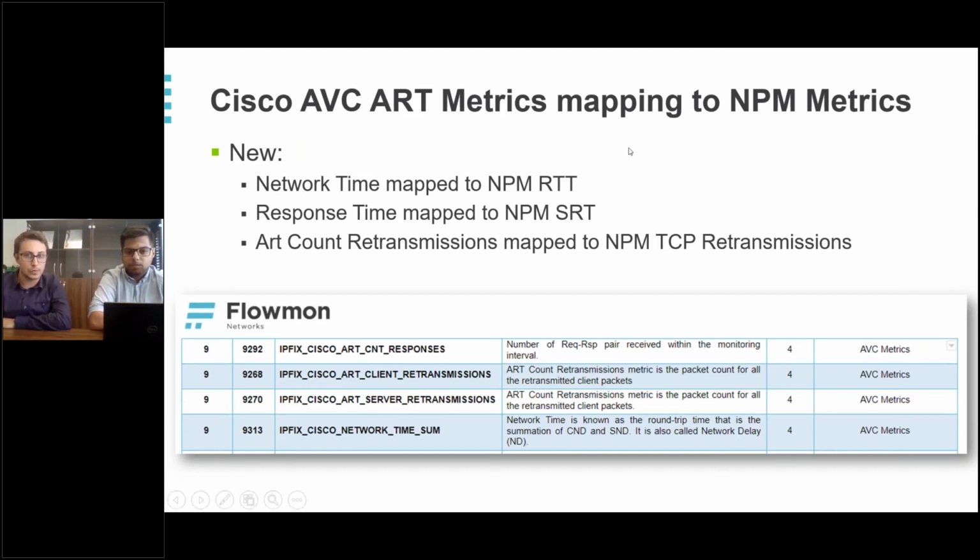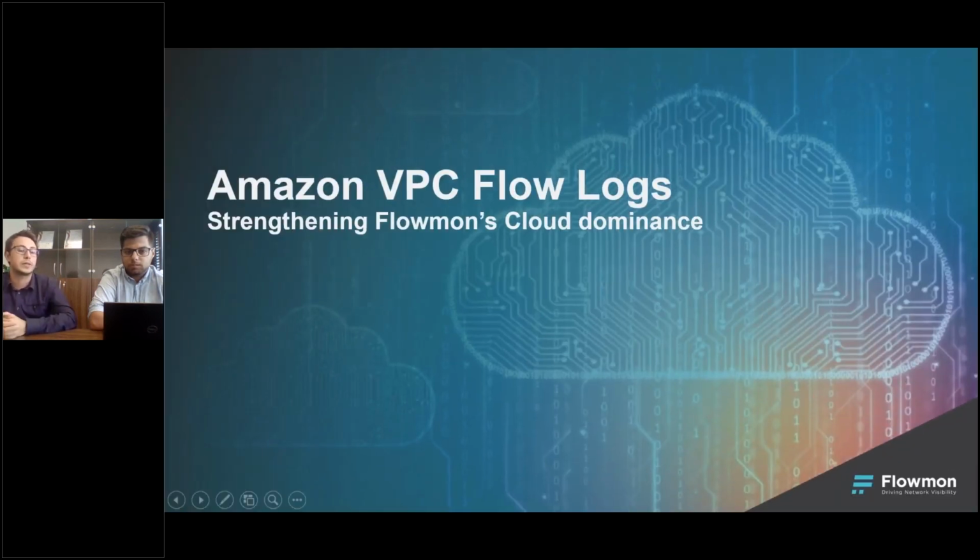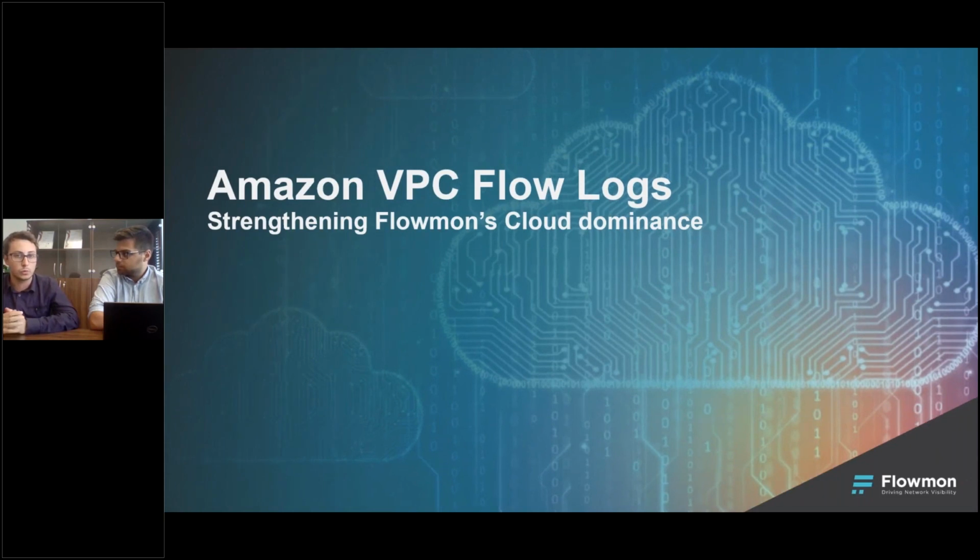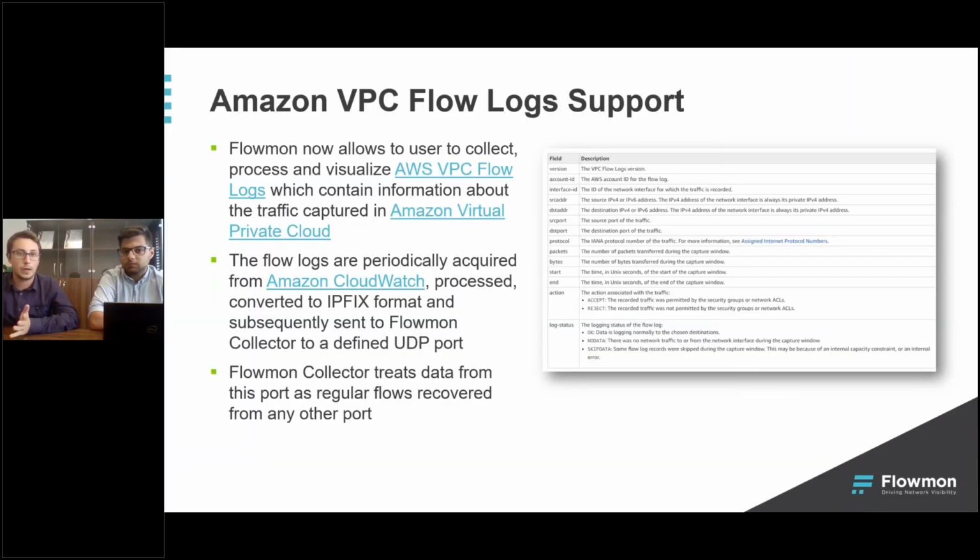So much for alerting and NPM metrics, and I think that we can move to the next topic, which is the support for Amazon VPC flow logs. We are obviously talking about cloud monitoring of the cloud environment. And in Flowmon 10.2, we are able to collect, process, and visualize the VPC flow logs that we gather from Amazon Cloud via the Amazon Cloud Watch system.